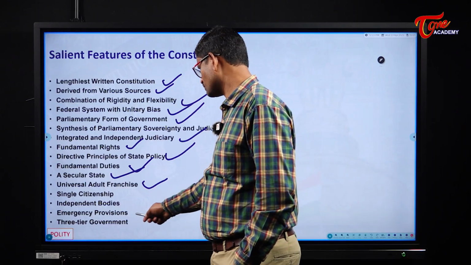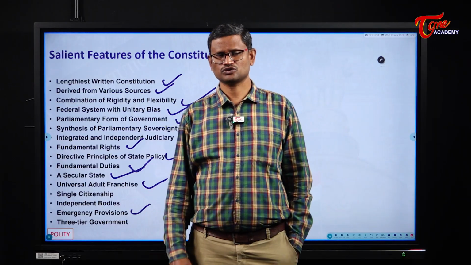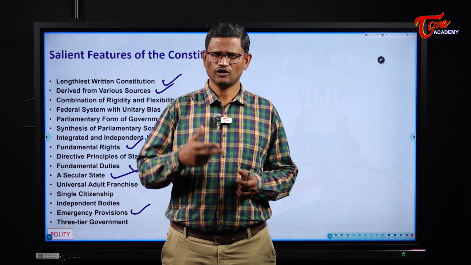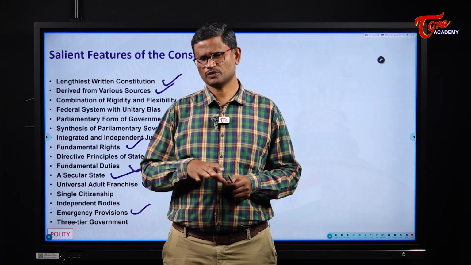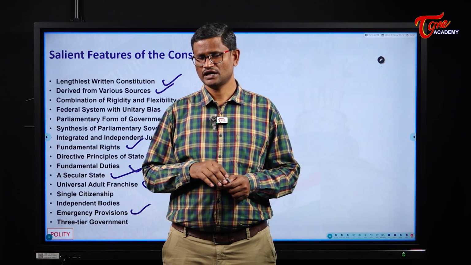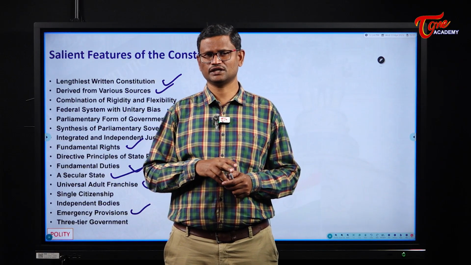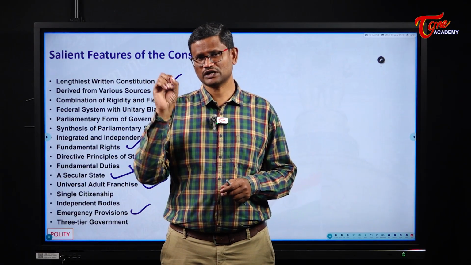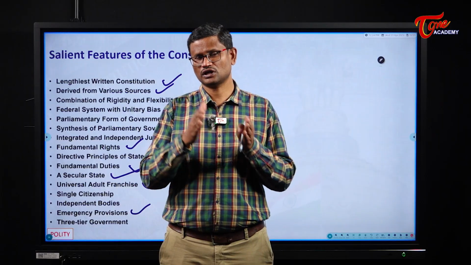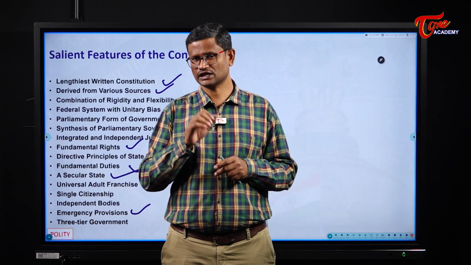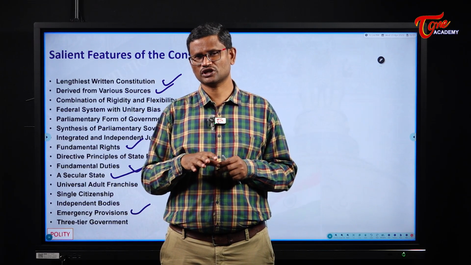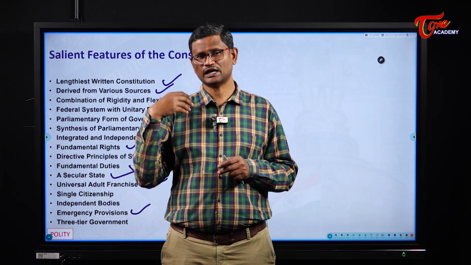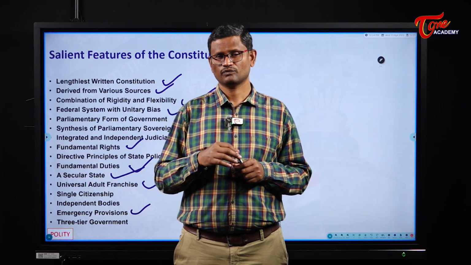The next one, emergency provisions. We have three kinds of emergency under the Indian Constitution: national emergency, state emergency, and financial emergency. Again, these provisions are very novel features because, especially when a national emergency is declared in India, the Constitution becomes unitary. And this is necessary to keep the country united when there is a threat to the idea of India. So the emergency provisions in the Indian Constitution were very carefully designed to meet unexpected situations in the country.